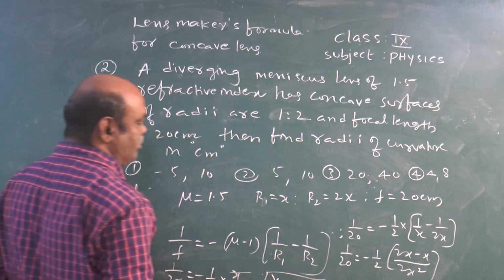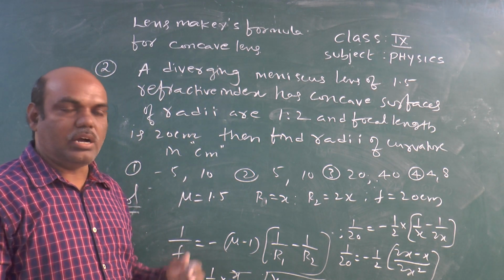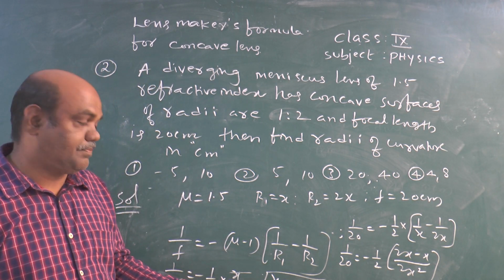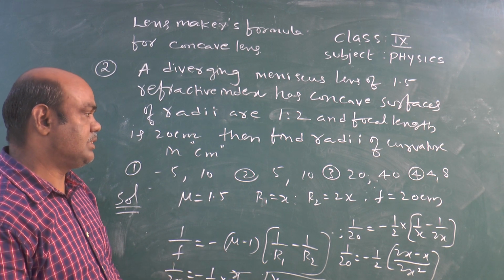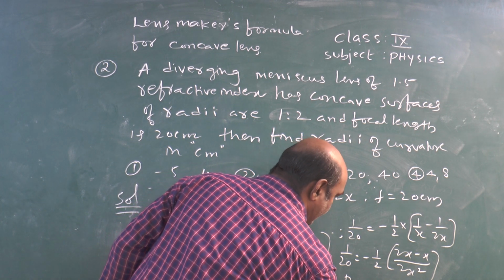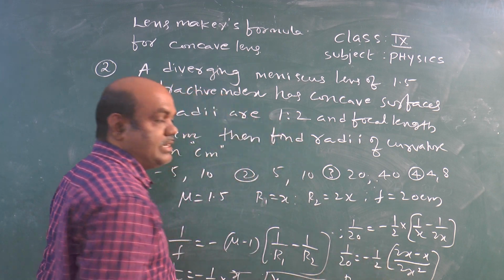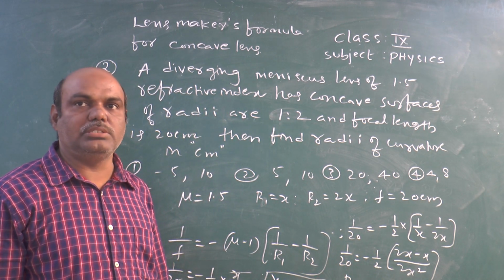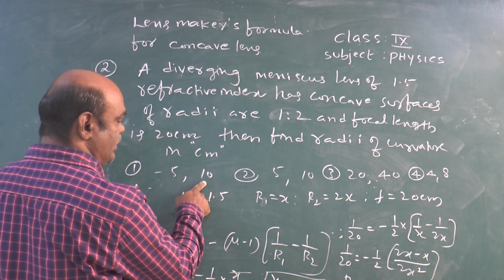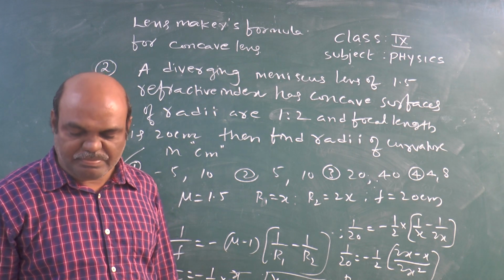So x equal to minus 5 means R1 equal to minus 5 and R2 equal to 2x. Here we can take sign conventions into account. R1 is negative, minus 5 centimeter, R2 is positive 10 centimeter. So that's why minus 5 and 10. So we consider the first option is correct.